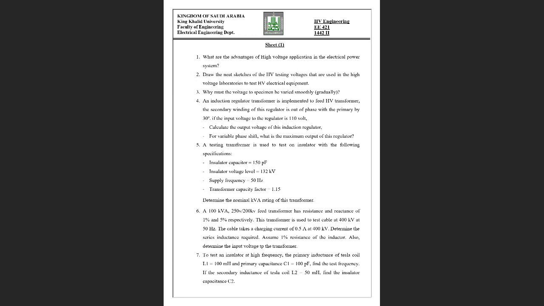So today we will see the solution for sheet 1. If you see the first question, what are the advantages of high voltage application in electrical power system? As you know, high voltage is used mainly for transmission in power system.